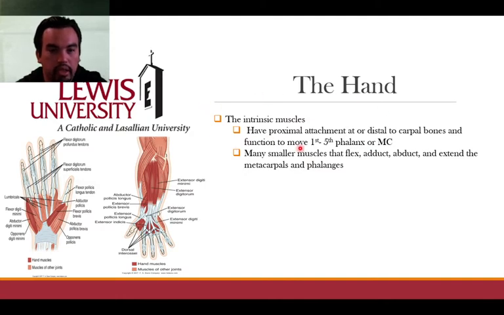The intrinsic muscles have proximal attachment at or distal to the carpal bones, and they function to move the first through the fifth phalanx or the metacarpals. And many smaller muscles that flex, abduct, and adduct the hand extend the metacarpals and the phalanges. So you can see how a lot of these, especially these lumbricals, run between each little bone here.